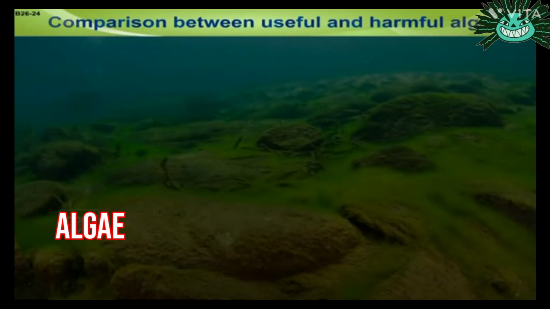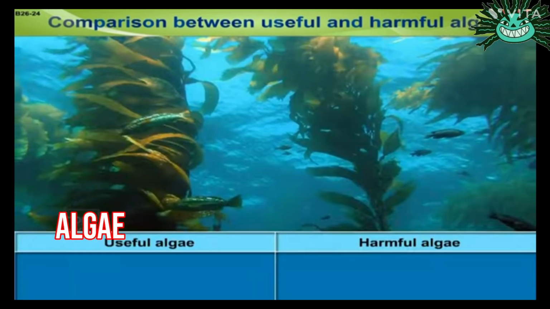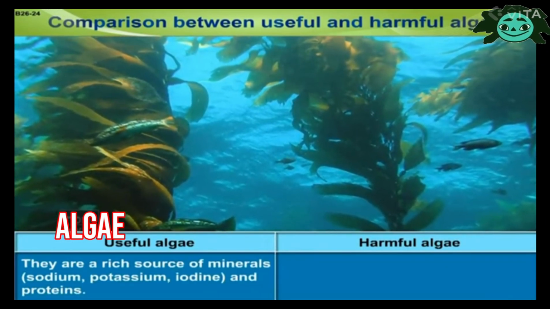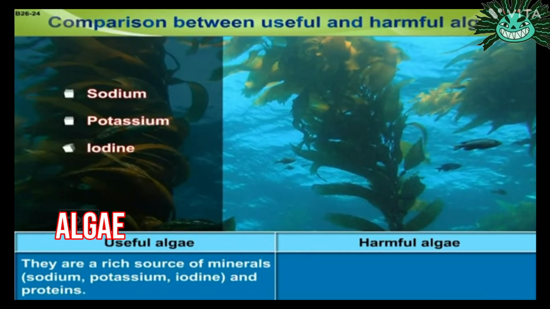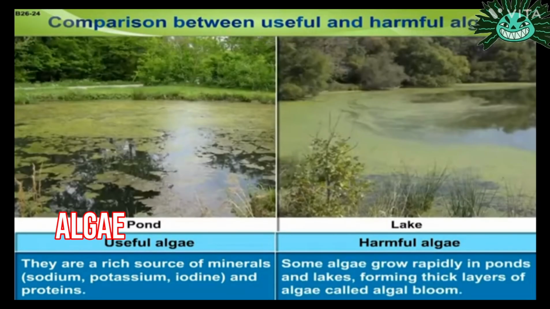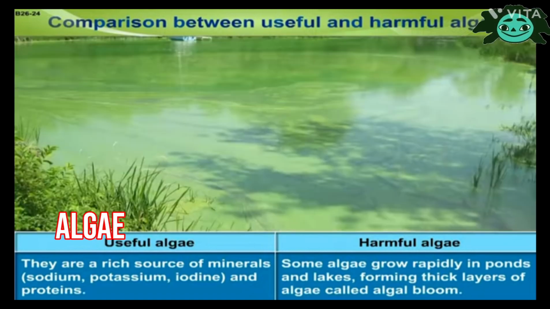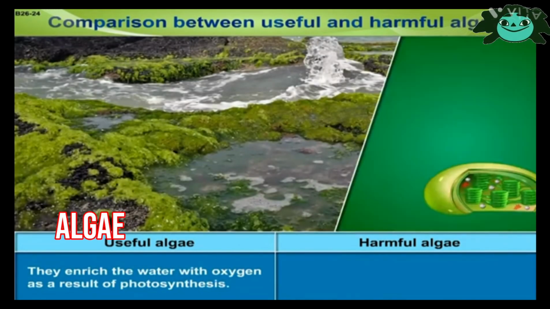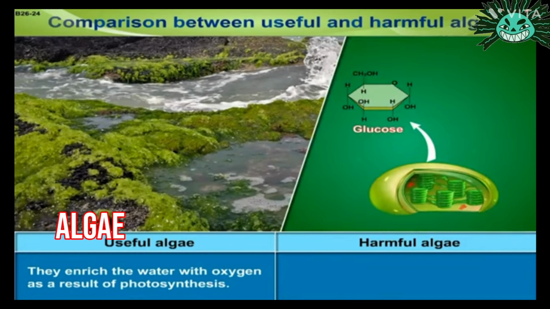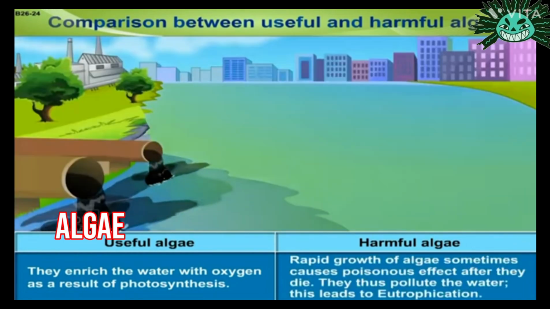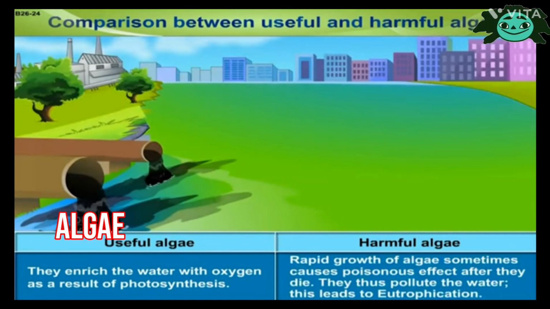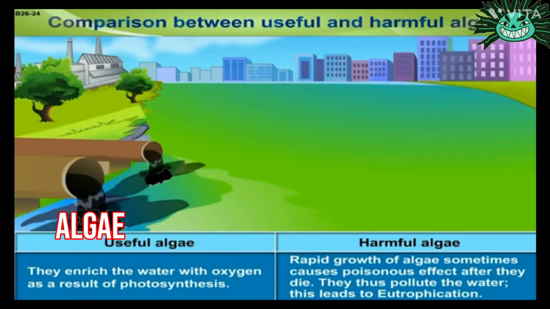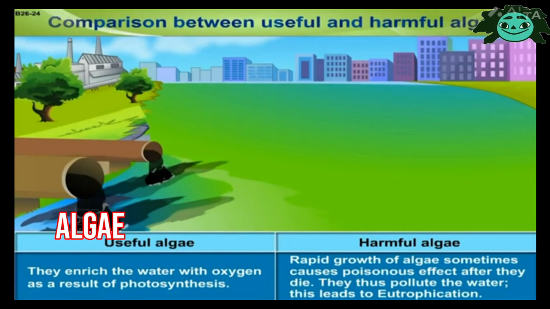Comparison between useful and harmful algae. Useful algae. They are a rich source of minerals like sodium, potassium, iodine, and proteins. Now let's see what harmful algae do. Well, some algae grow rapidly in ponds and lakes, forming thick layers of algae called algal bloom. Useful algae enrich the water with oxygen as a result of photosynthesis. Rapid growth of harmful algae sometimes causes poisonous effect after they die. They thus pollute the water. This leads to eutrophication.